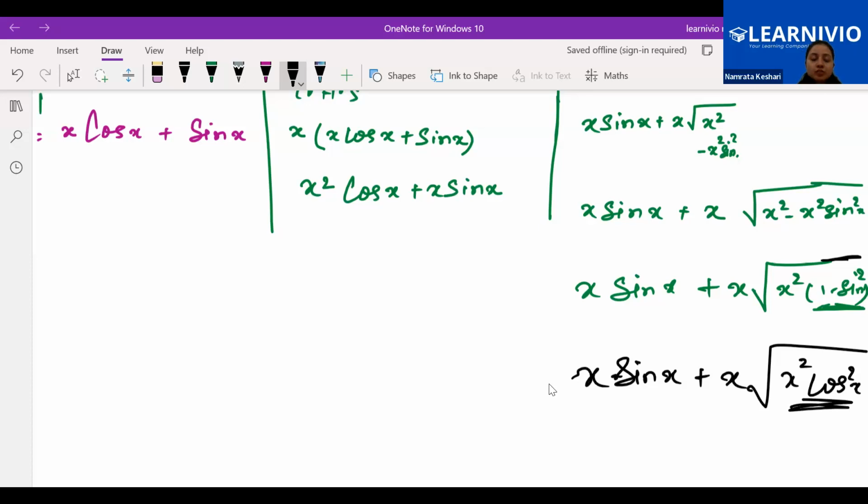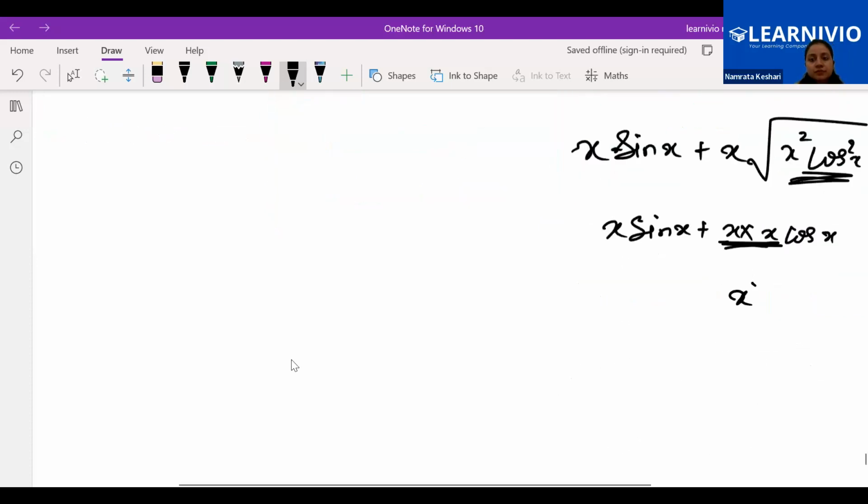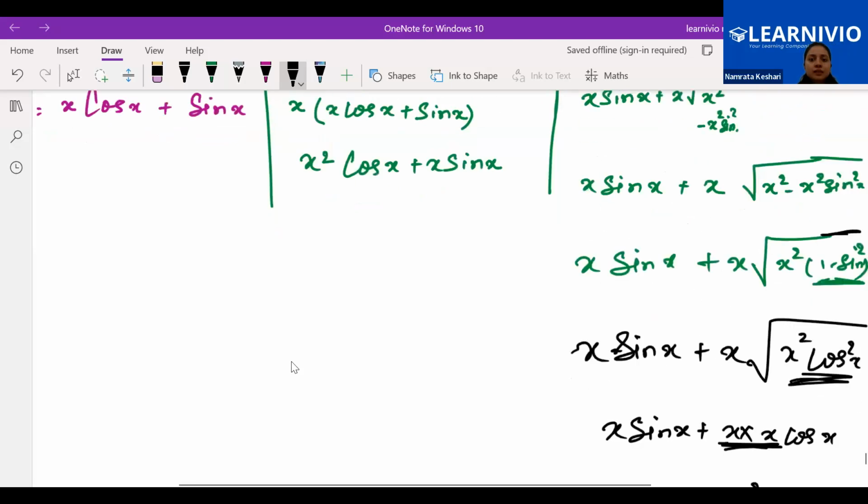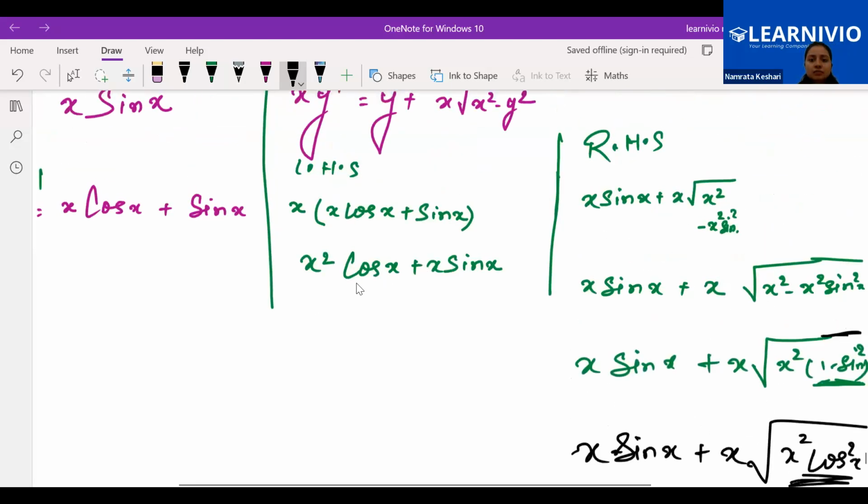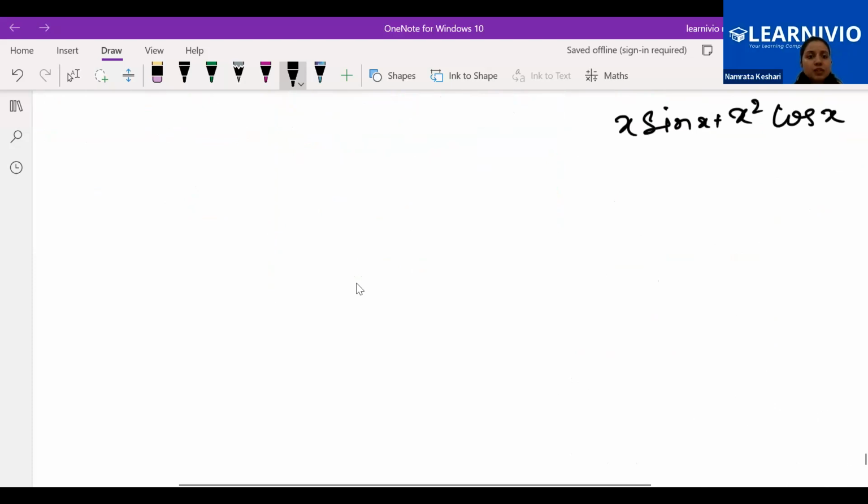x square cos square x will be x cos x, x cos x. One x is already sitting over here, x sin x. This x into x will be x square, right? Yes, ma'am. Do we have the same left hand side? Check it. Yes, ma'am, we have. So left hand side and right hand side came out the same, and hence we are done. Any confusion, Murtaza? No, ma'am.